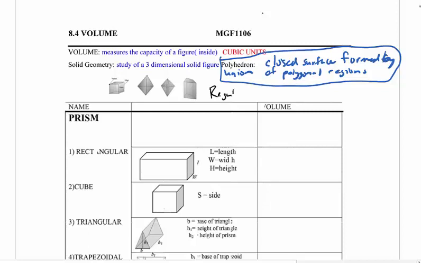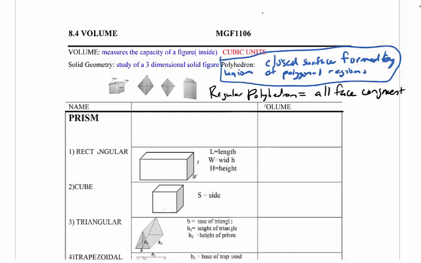We also have what's called a regular polyhedron. And this is just saying that all faces are congruent. The most common one I can give you for that would be a cube, because a cube has every single side that is that square face.